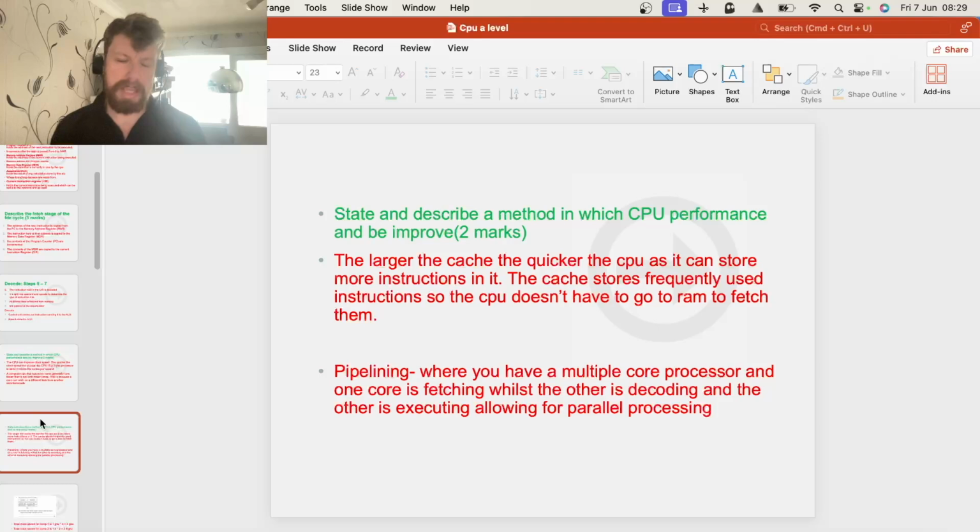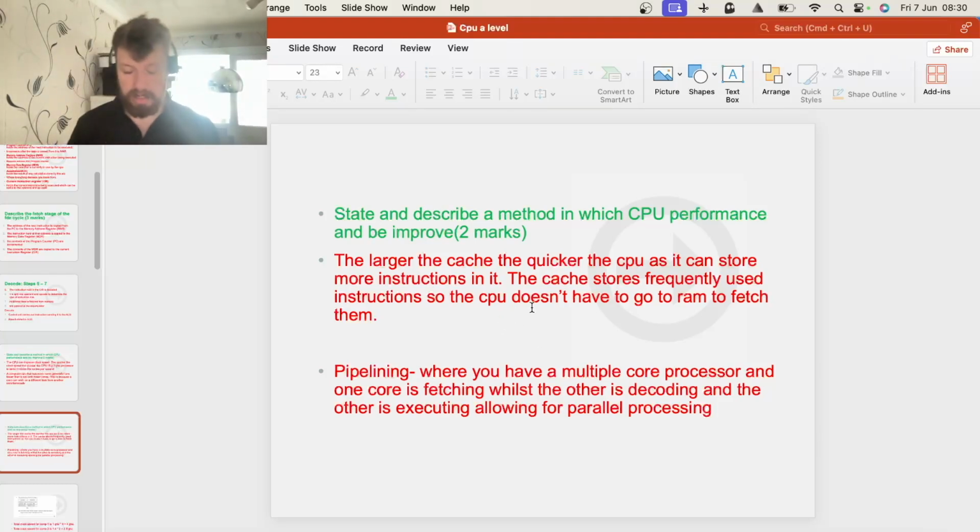Cache is another one. It's the same question, I'm just putting all of the points on there. Cache is essentially a little memory store within the CPU, and the larger that is, the less you have to go to RAM to fetch anything. It stores frequently used instructions. So the less you have to go to RAM, the more it shortens that space, and it simplifies the whole process.